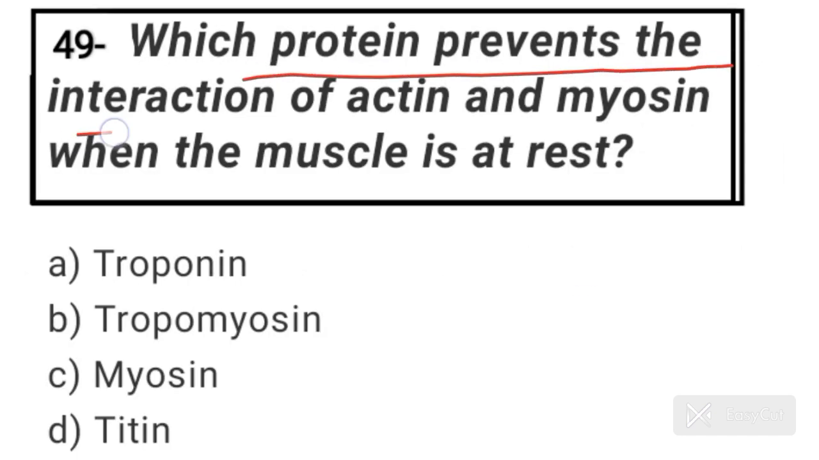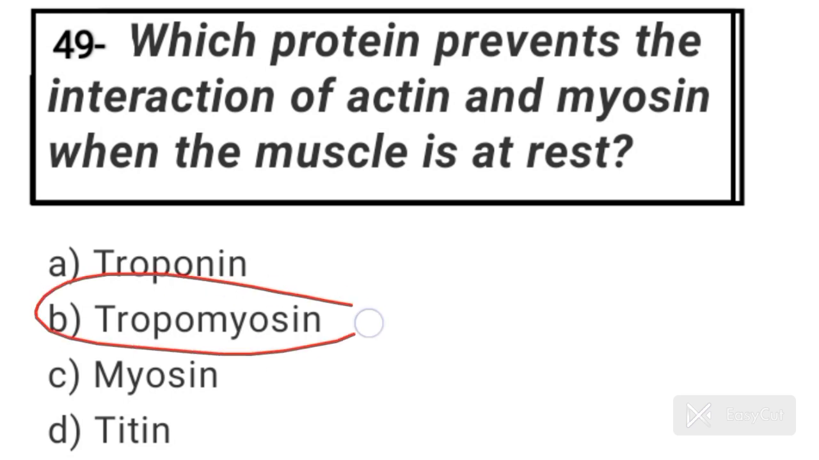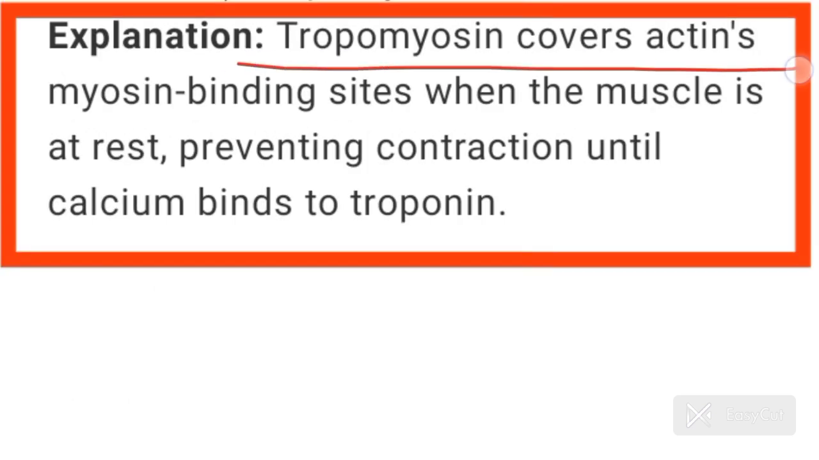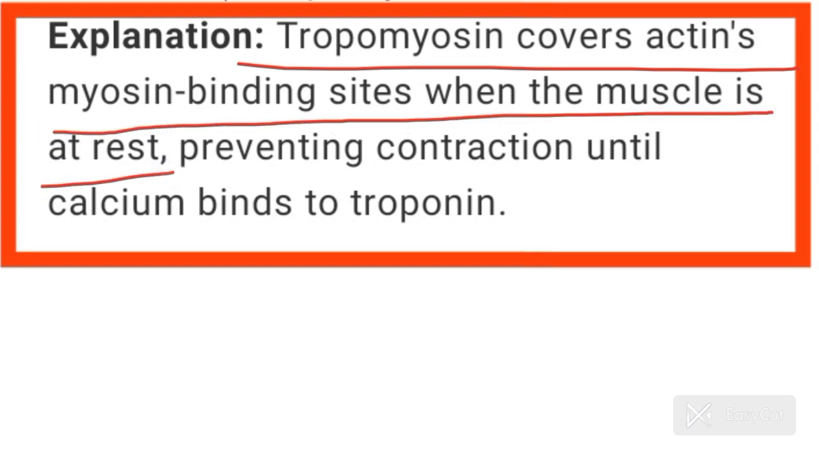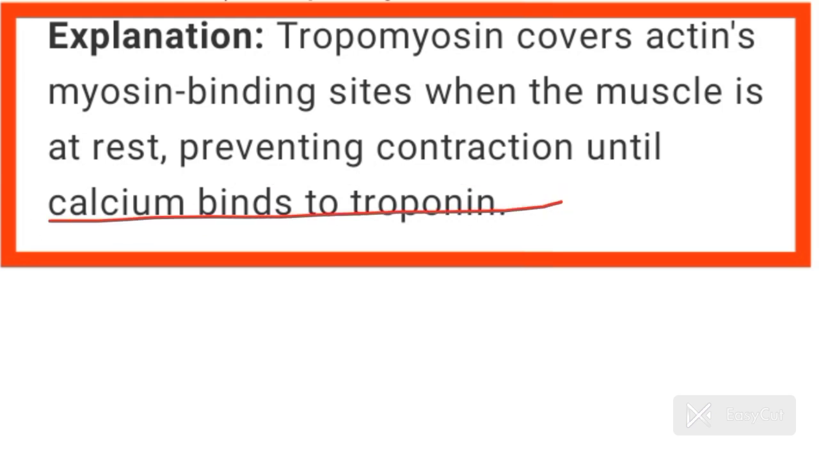Question number 49. Which protein prevents the interaction of actin and myosin when the muscle is at rest? So option B is correct here. So tropomyosin is the protein which prevents the interaction of actin and myosin when the muscle is at rest. So option B is correct for question number 49. Tropomyosin covers actin's myosin binding sites when the muscle is at rest, preventing contraction until calcium binds to troponin.